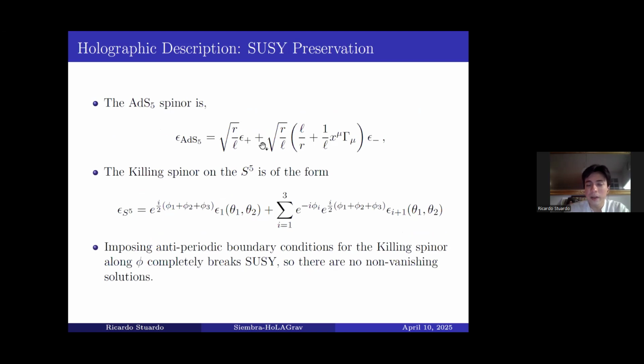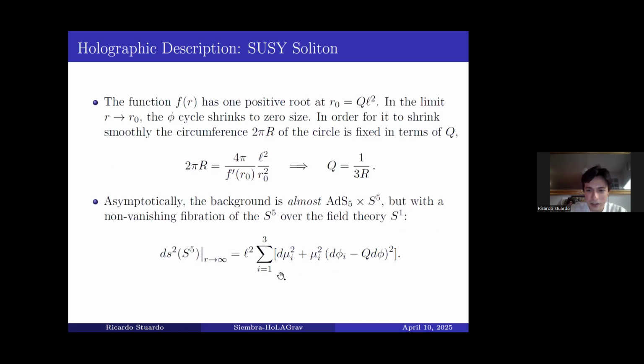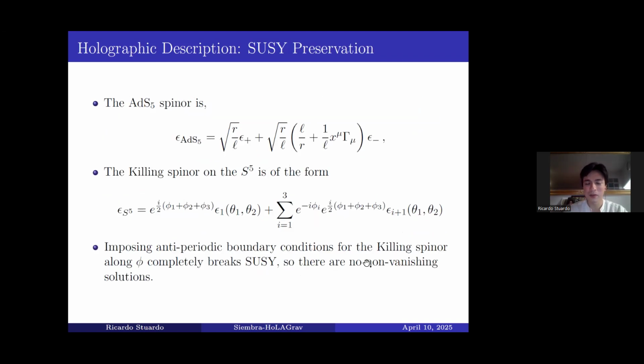So before, remember that we found that the spinor on the AdS was this, and the spinor on the S5 is just this. This is for pure AdS5 cross S5. Again, you take the product, and as we saw in the introduction, without the background gauge field, when you impose anti-periodic boundary conditions, you completely break supersymmetry. So now we're going to see how the inclusion of this background gauge field, or this constant fibration part, allows you to preserve supersymmetry.